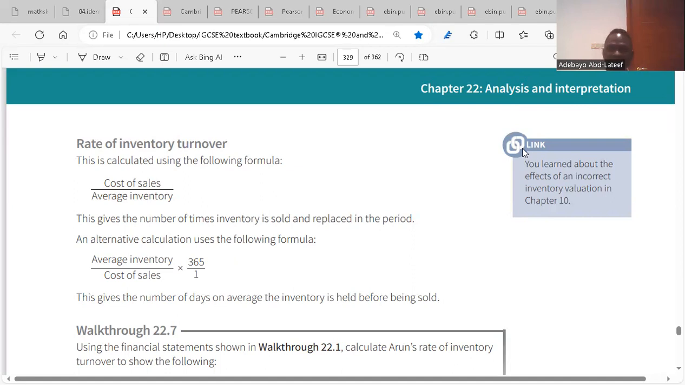You buy the inventory, you buy your stocks. How long does it take you to sell them and to have them reordered? So it's not about percentage, it's all about days. So the formula is there: cost of sales divided by average inventory, or average inventory divided by cost of sales multiplied by 365. Either way, you get the same answer. Is it clear? Yes.